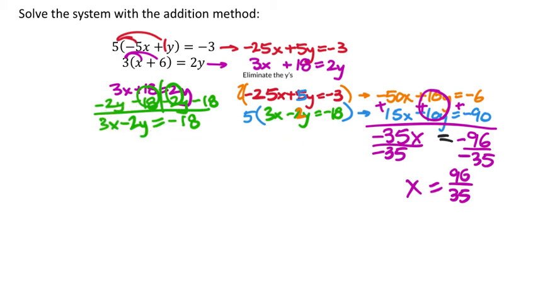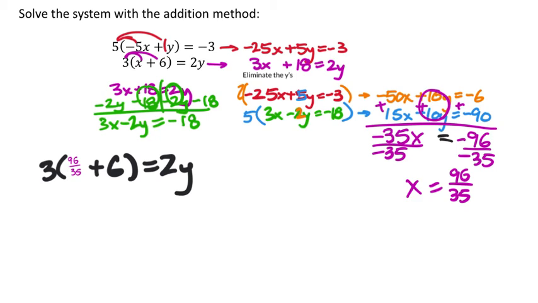So I'm going to go back to one of the original equations. Again, I'm probably going to choose the second one just because it's a regular x right there. So 3 multiply the quantity x plus 6 equals 2y. All right, but I'm going to replace the x there with 96/35, which is positive 96/35. All right, so let's see what we get out of this.